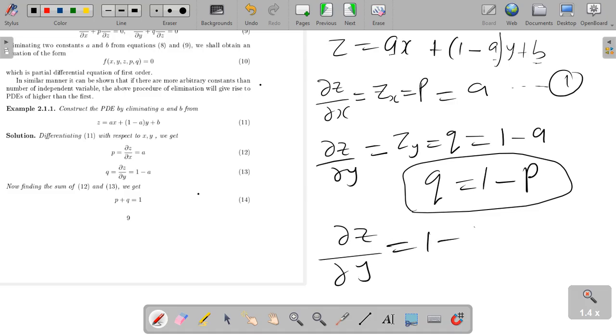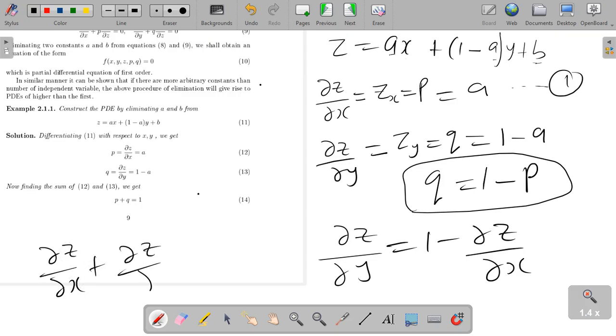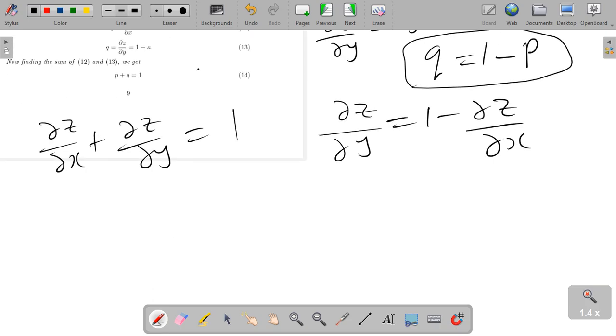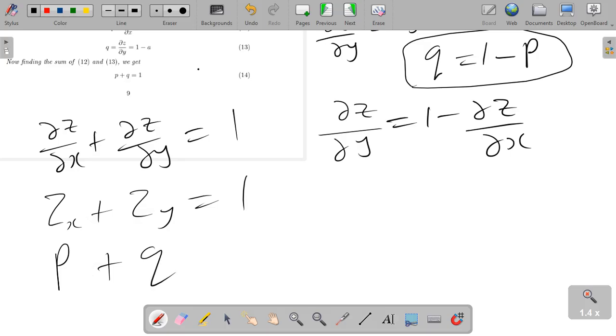Or you can bring this to the other side to write that partial z partial x plus partial z partial y is equal to 1. Or you say that your p, remember that this is z_x, plus z_y is equal to 1. Or you say your p plus your q is equal to 1. As simple as that. So let's go to the next page. Very simple. So second question.